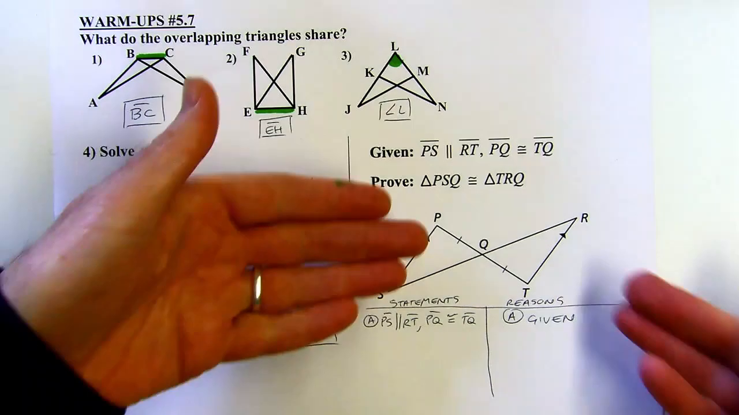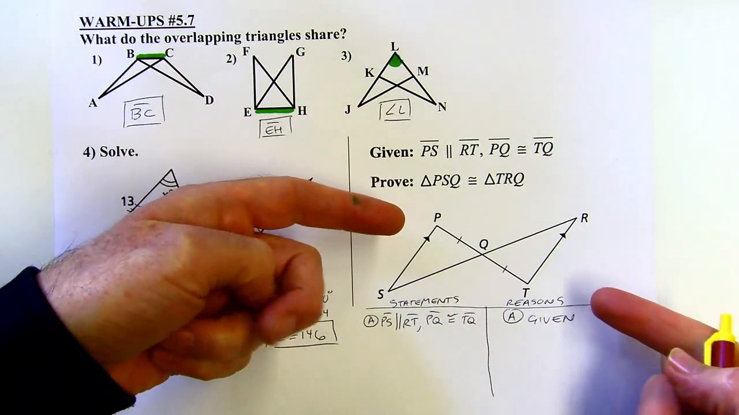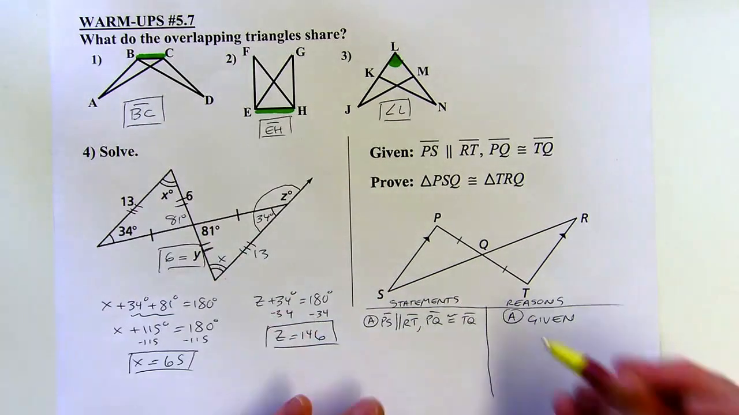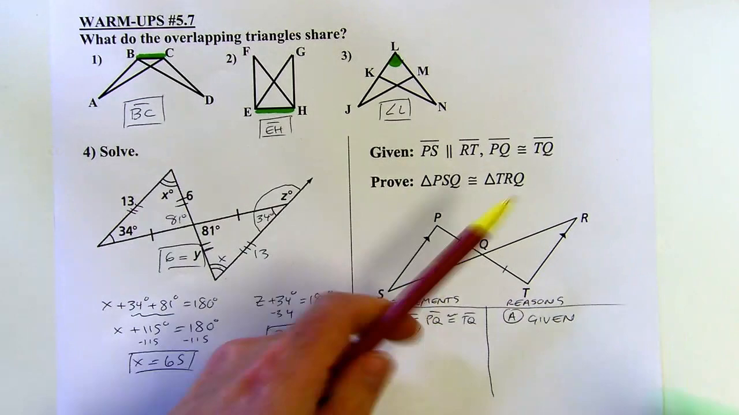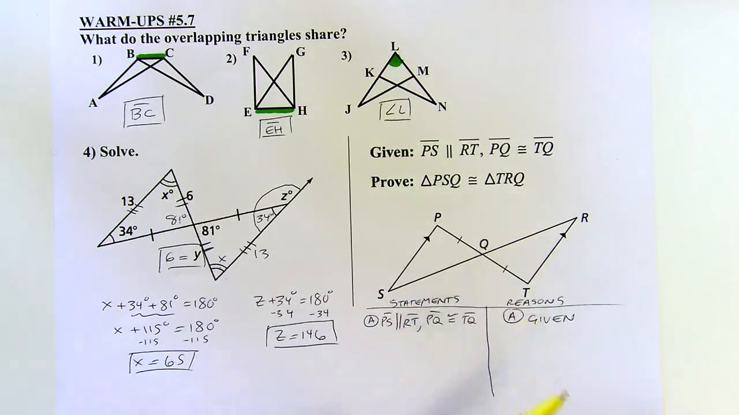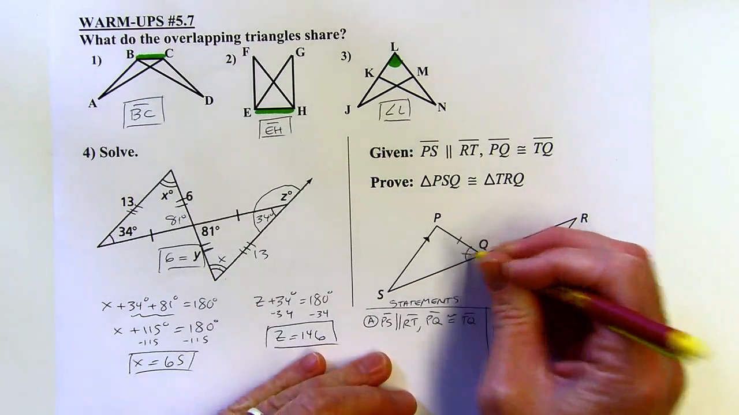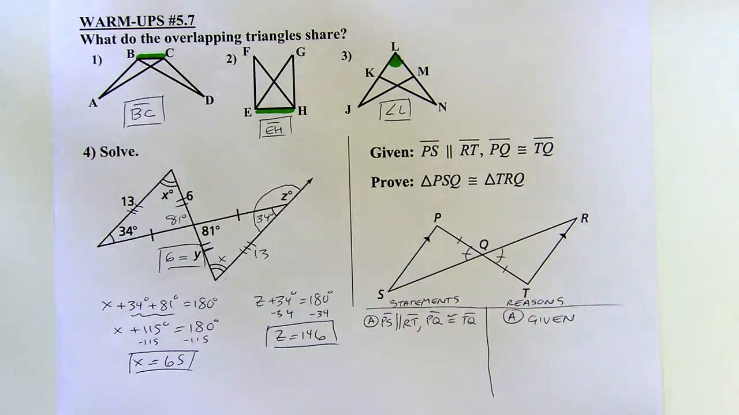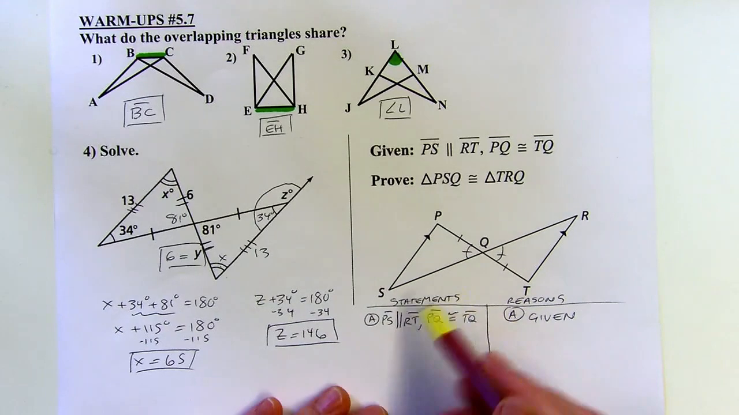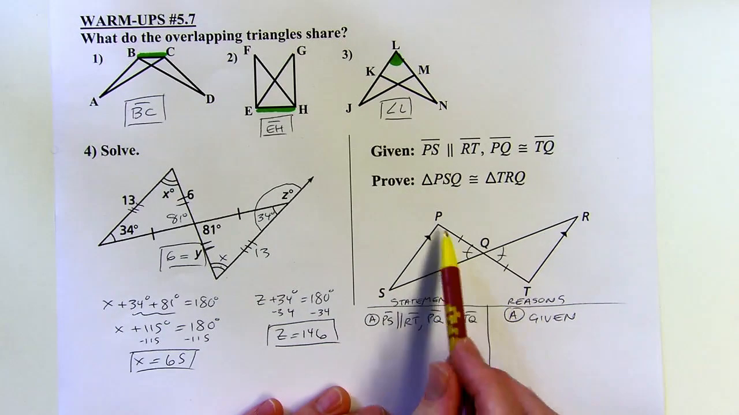Well, I call this the bow tie situation. It kind of looks like a bow tie, or if it was turned on its side, an hourglass. And that means we've got these intersecting lines in the middle. And when you have that, the angles opposite those are going to be congruent. Those are vertical angles. I don't want to call those just angle Q. I'd have to use 3 letters.